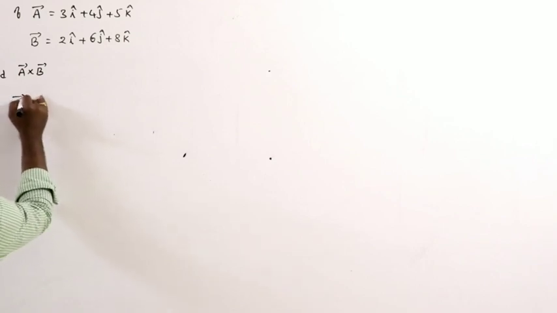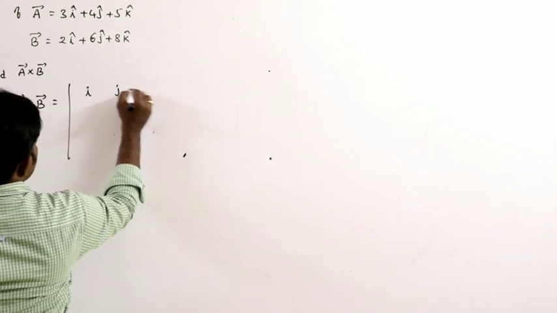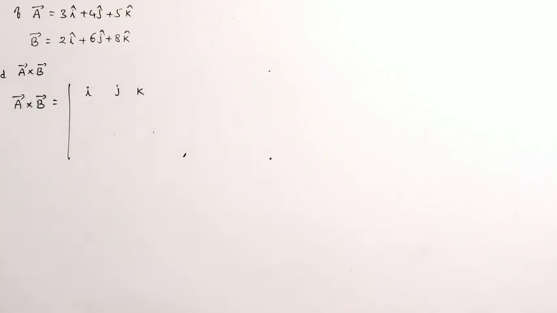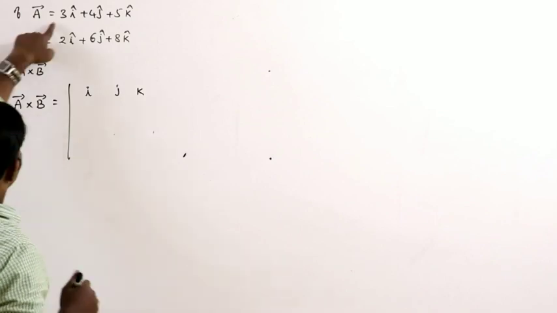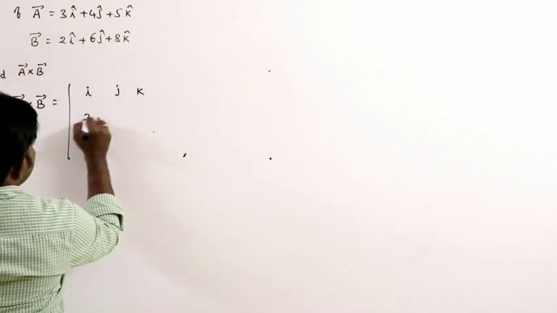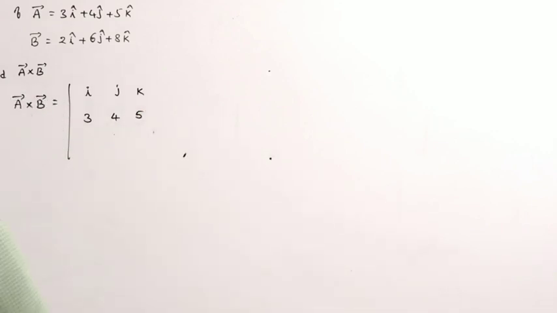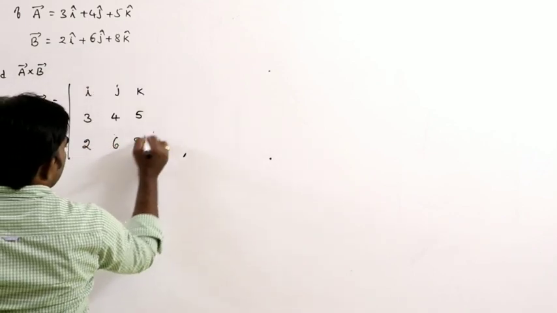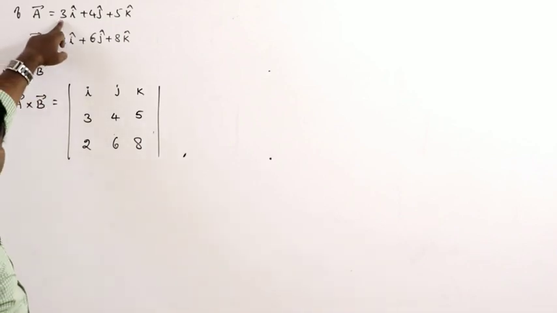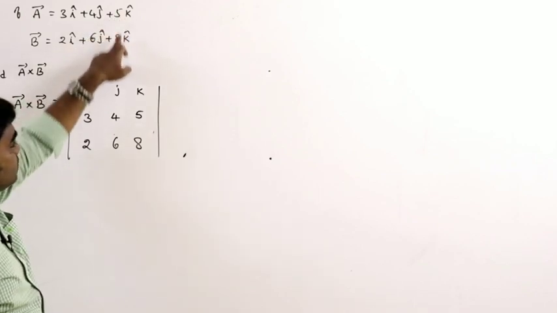So to calculate a bar cross b bar, what is the first row we have to write? That must be i, j, k. Second, the first vector, a bar: write the components of a bar, that is 3, 4, 5. Next, the components of b bar, 2, 6, 8. The i product must be written right below i, j below j, k below k.